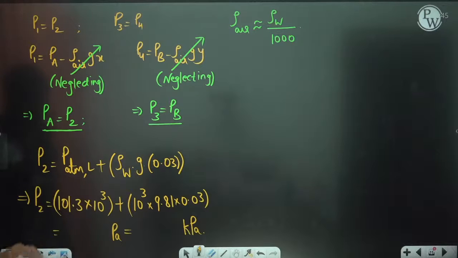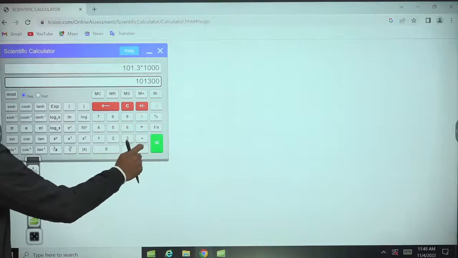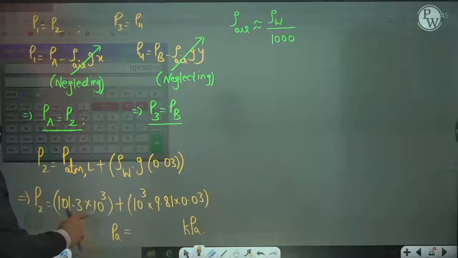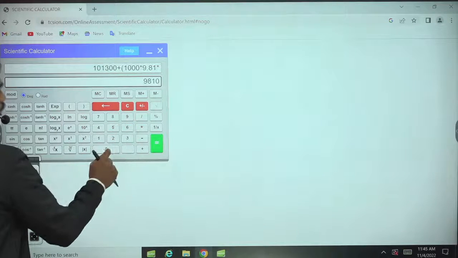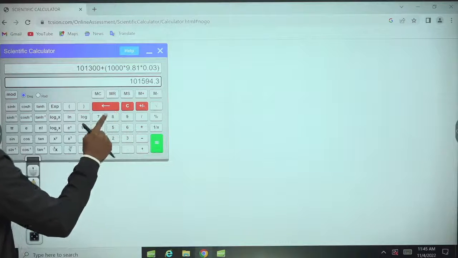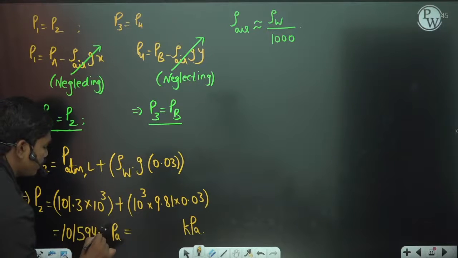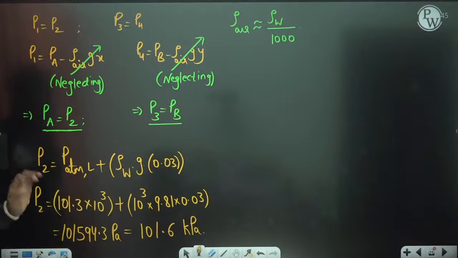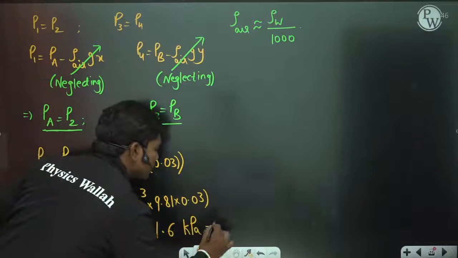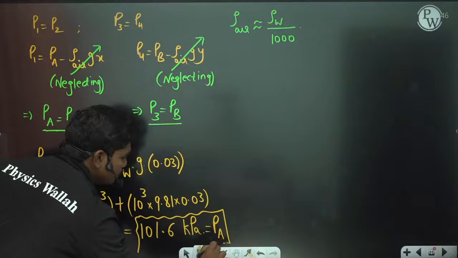If you want to convert this into pascals, 101.3 into 1000 plus 10 cube into 9.81 into 0.03. So this value is 101,594.3 pascals, which is almost, to a single decimal, 101.6 kilopascals, the pressure at the location P2, and P2 is the same as PA. So this value is equal to PA, the pressure at location A. So pressure at location A is equal to 101.6 kilopascals.